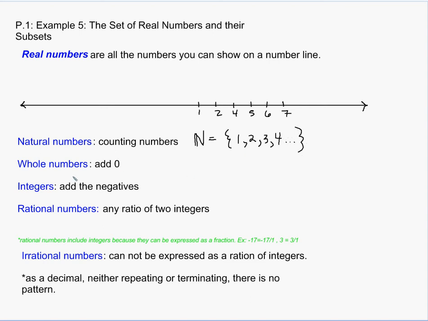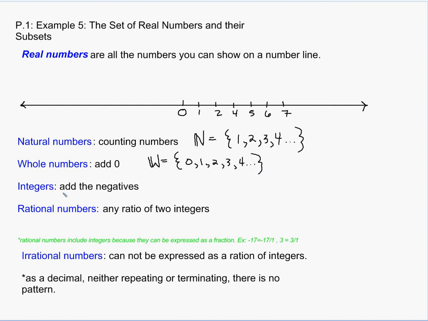The next subset of numbers are called whole numbers. And in whole numbers, all you need to do is add a 0 to the natural numbers, and then you have the set of whole numbers. So natural numbers don't include the 0, whole numbers do. The symbol for whole numbers is a W with the double strand here. And to write the subset, W is equal to 0, 1, 2, 3, 4, and so on.